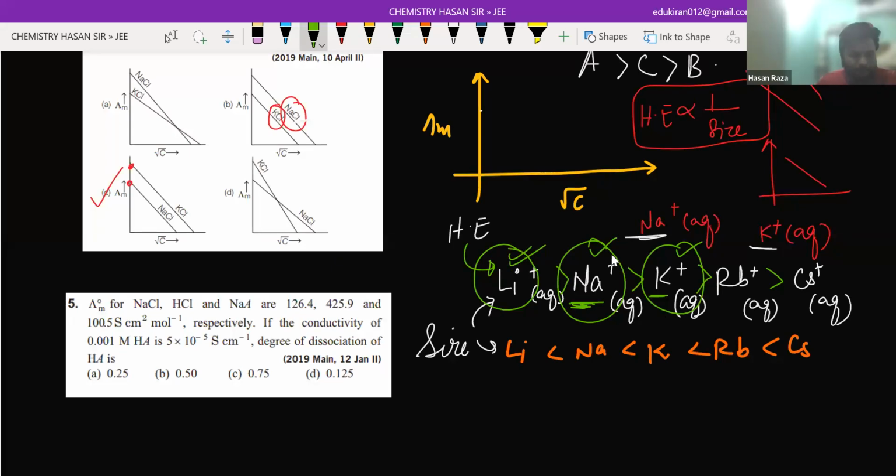Yes. Okay. Please do this question number 5. Very easy. First, you need to calculate the molar conductivity of this HA. Let me know if you're not able to solve this.